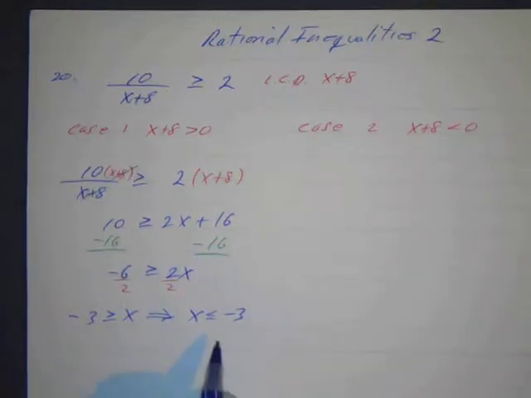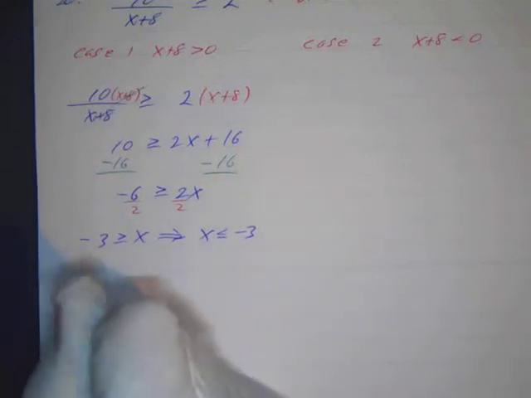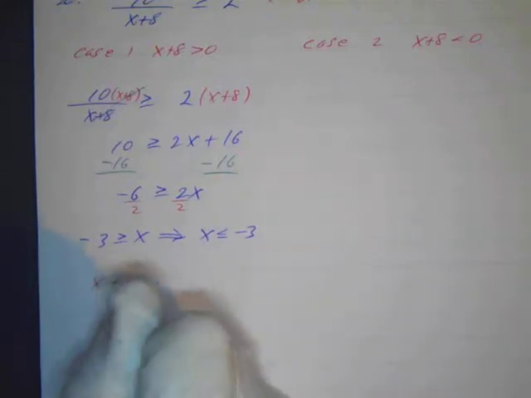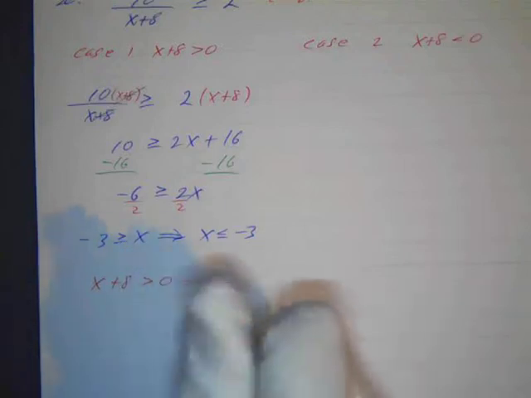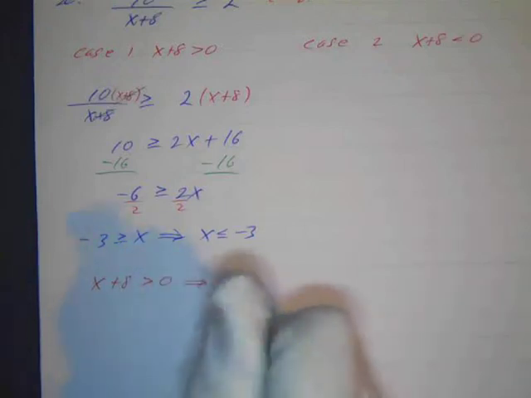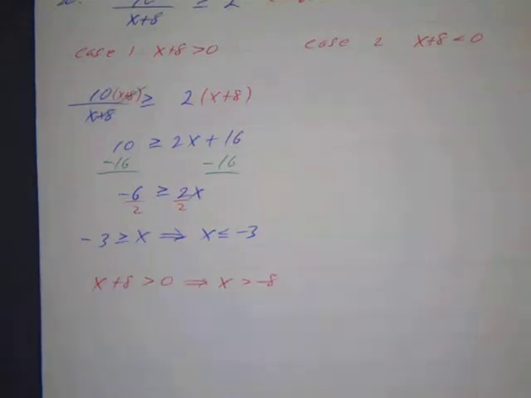We usually write the x on the left. So negative 3 greater than or equal to x implies that x is less than or equal to negative 3. All right, and we also have the other stipulation that x plus 8 is greater than 0, and that implies that x is greater than, if I subtract 8 from both sides, negative 8. All right, is that okay?